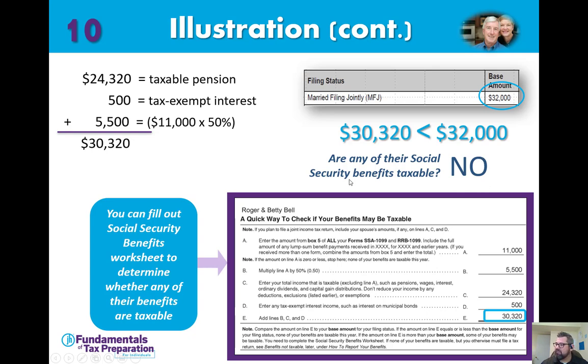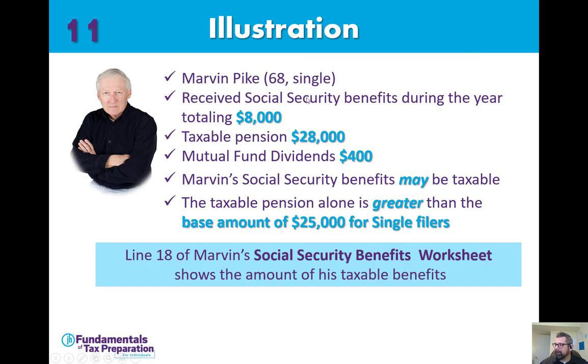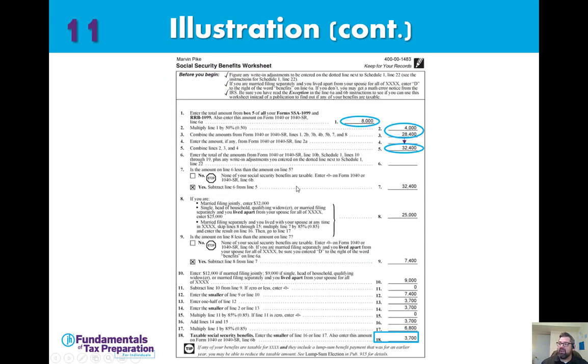All right. So here's another scenario. I'm not going to read through it all, but his taxable pension is above the base amount of $25,000 for a single taxpayer. So some of his Social Security benefits are going to be taxable. That's all handled on the Social Security benefits worksheet, which is here. But again, this is all handled by our software.